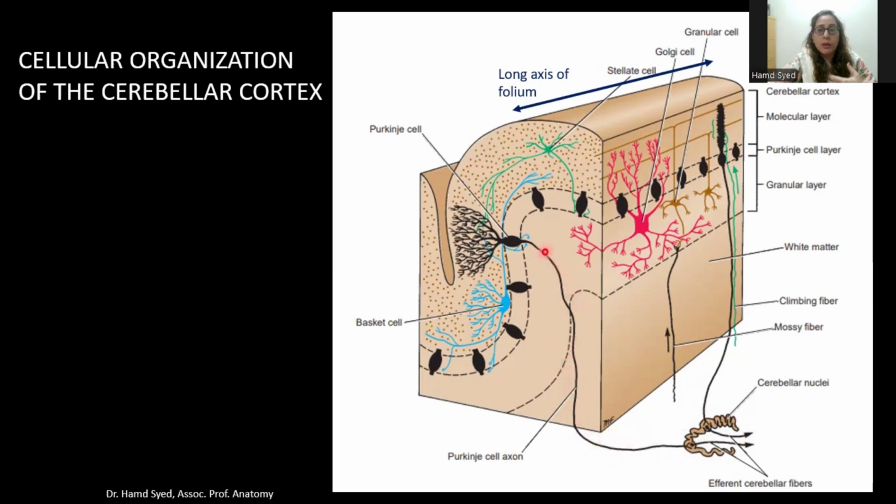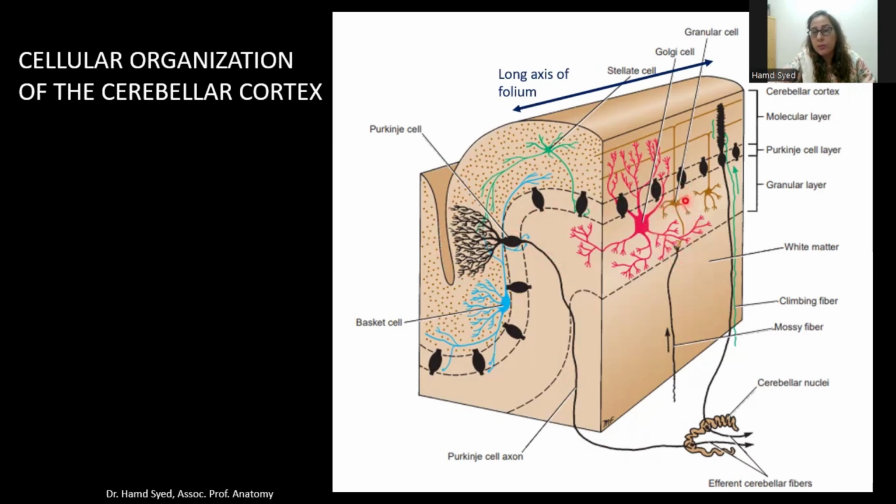And as I told you, in our routine hematoxylin and eosin stain sections, this axon is not so easily visible, but the dendrites and the cell body of the Purkinje cells are easily identified. Okay, so then let's come to the inner layer.